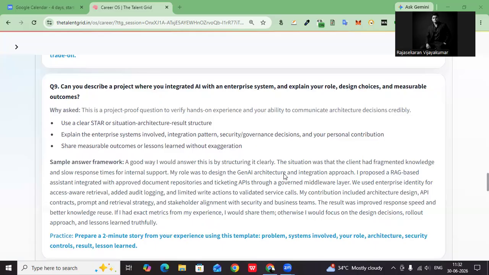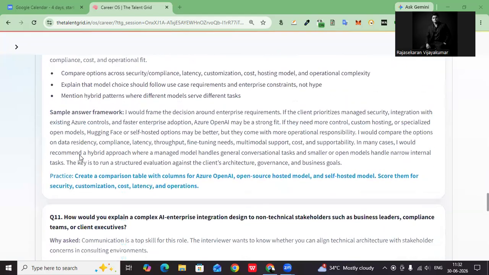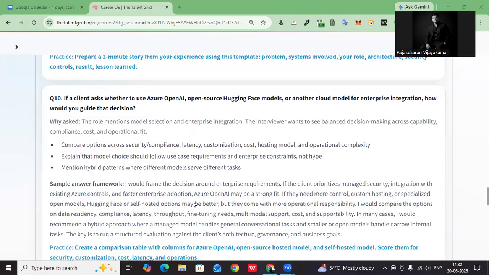Okay, great. Let's come to the next question. If a client asks whether to use Azure OpenAI, open source Hugging Face models, or another cloud model for enterprise integration, how would you guide that decision?